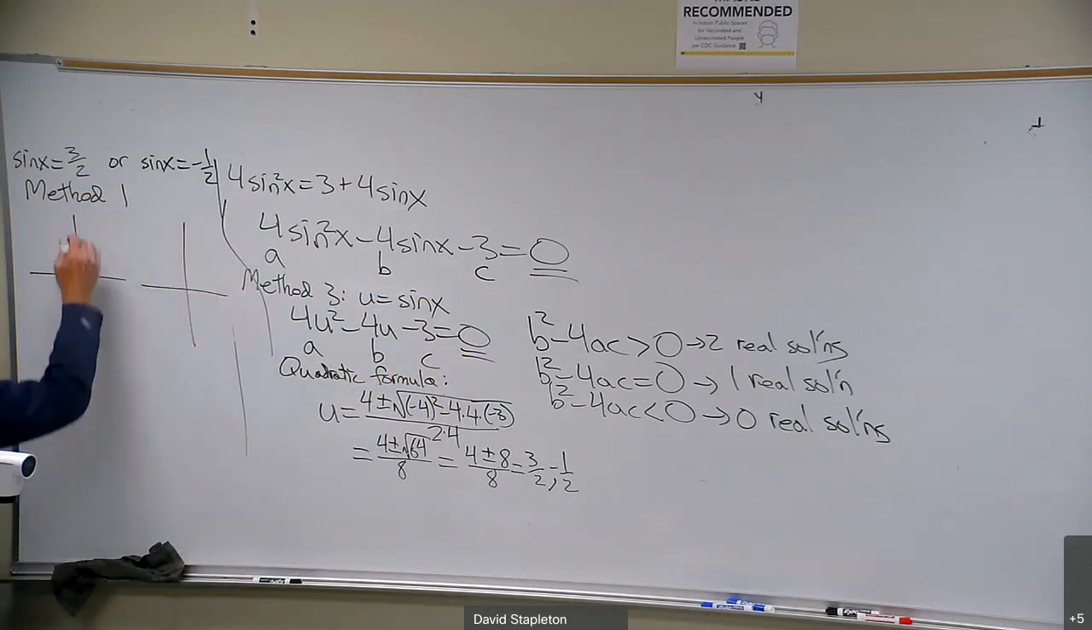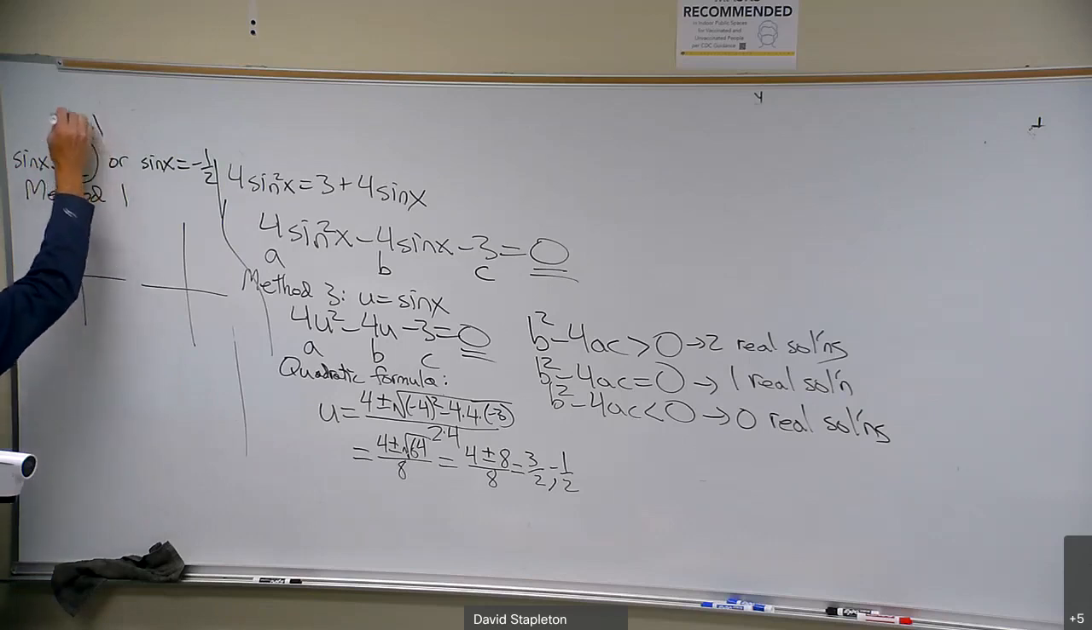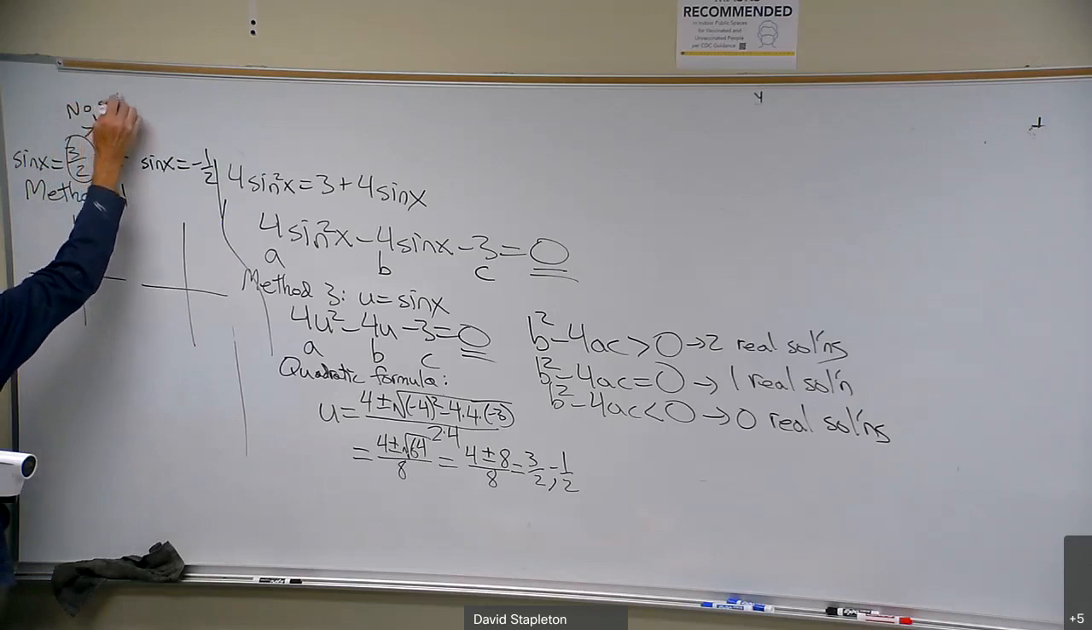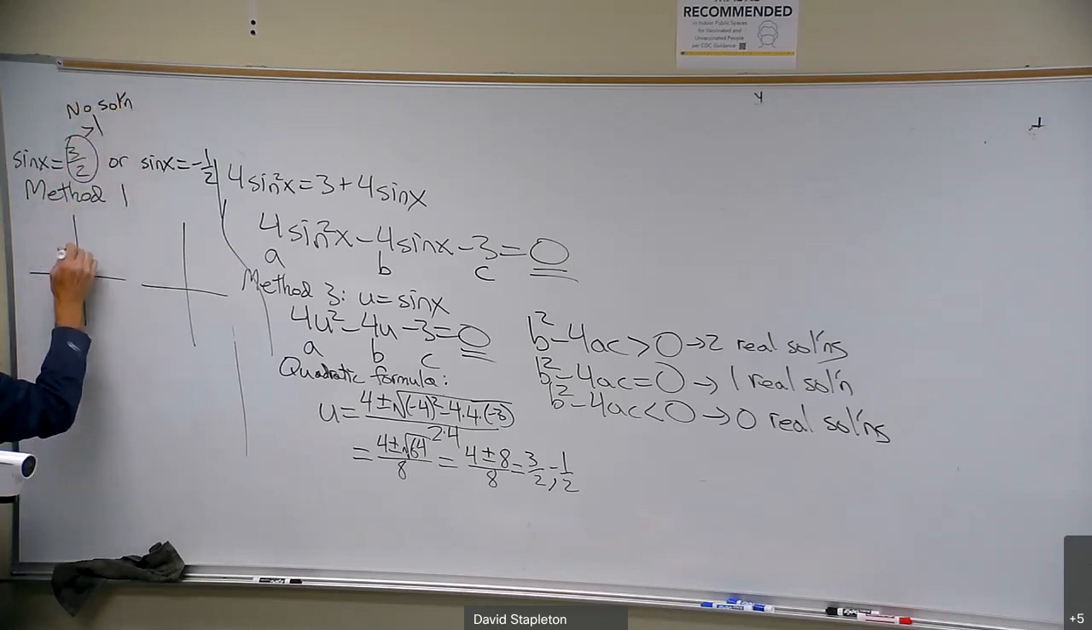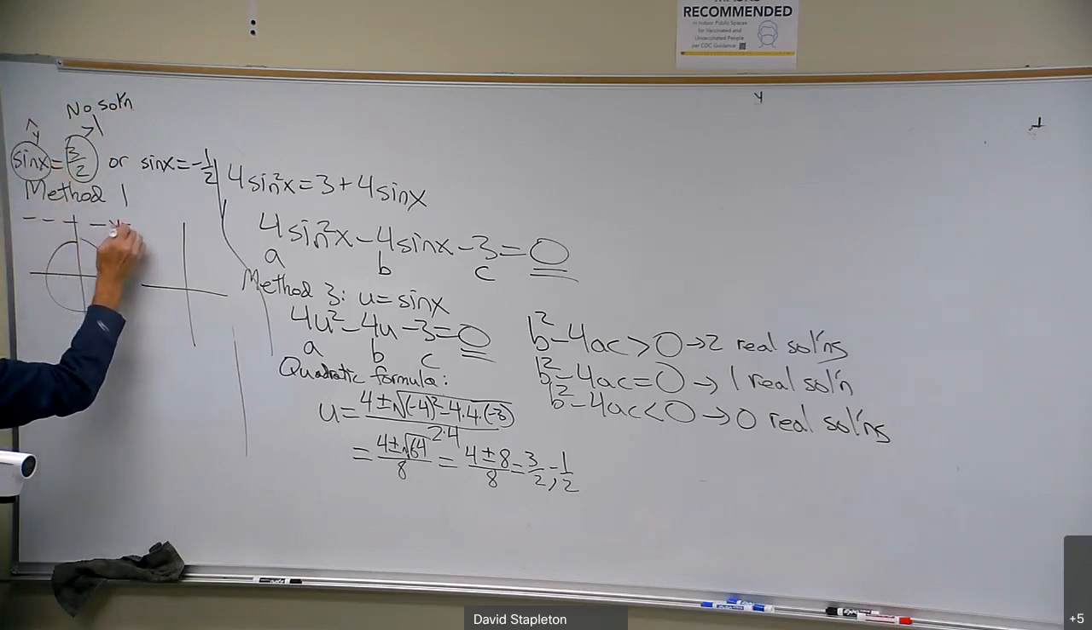I'll draw it to illustrate. Sine is always a number between plus and minus 1. This is greater than 1, so there's no solution. You don't even need to sketch the unit circle, but if you do, you'll say, oh, this is the y coordinate. So I want y equals 3/2. It's right up here. It doesn't intersect the unit circle, so there are no solutions, right?